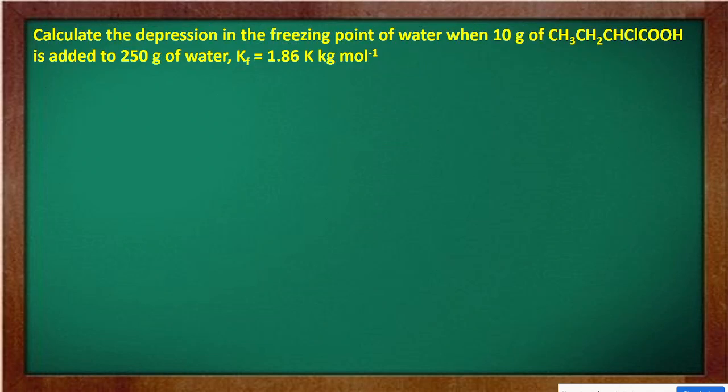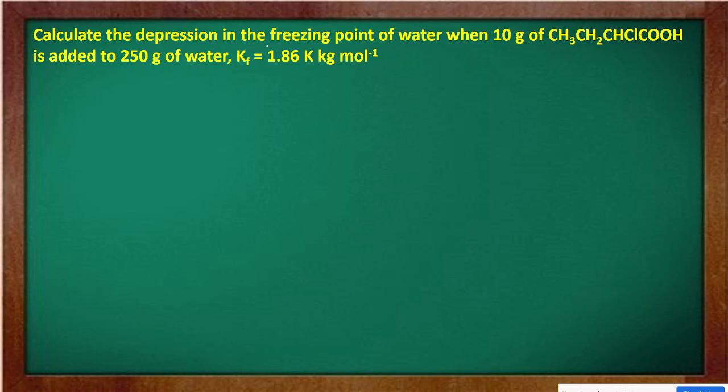Here it is given, calculate the depression of freezing point of water when you have 10 gram of CH3CH2CHClCOOH added to 250 gram of water, given that the value of Kf, meaning the freezing point constant, is given to you as 1.86 Kelvin kg per mole. This is given to you. Now we are to solve this one.